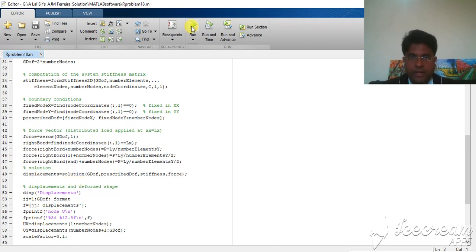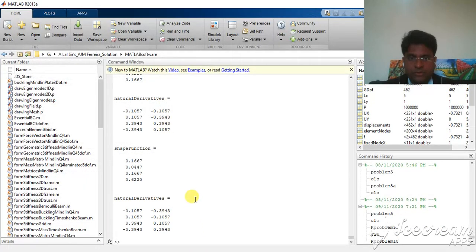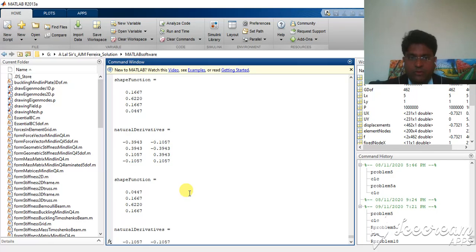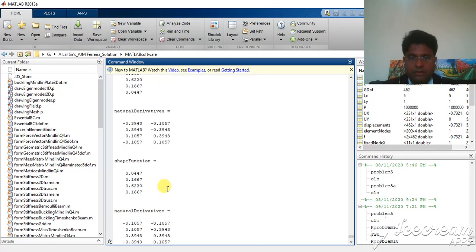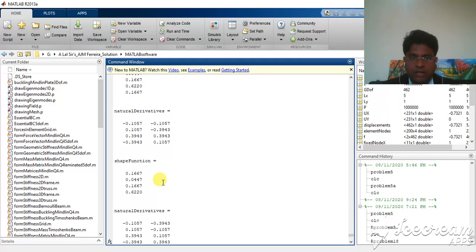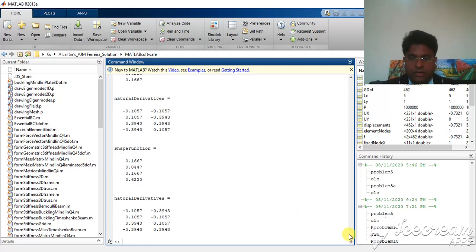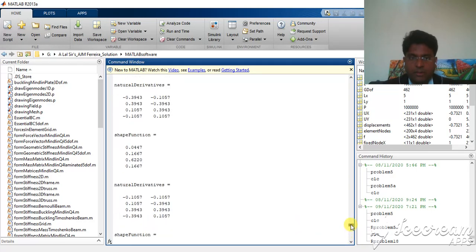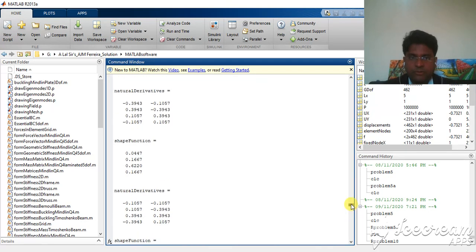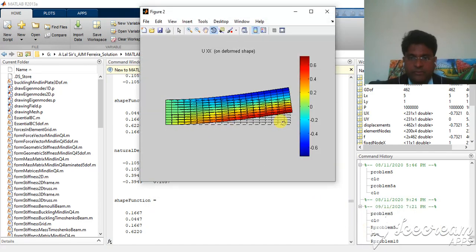If you execute the program, if you run it, then you can see the results. The results are as follows. Initially, you get the value of shape functions. The shape functions are listed here, as you are observing. These are the details which you will get if you execute the program. And finally, deformed as well as undeformed plots will be compared.